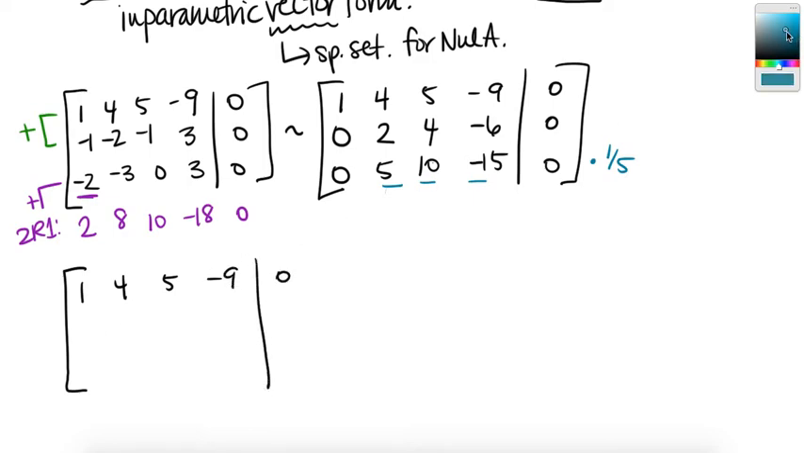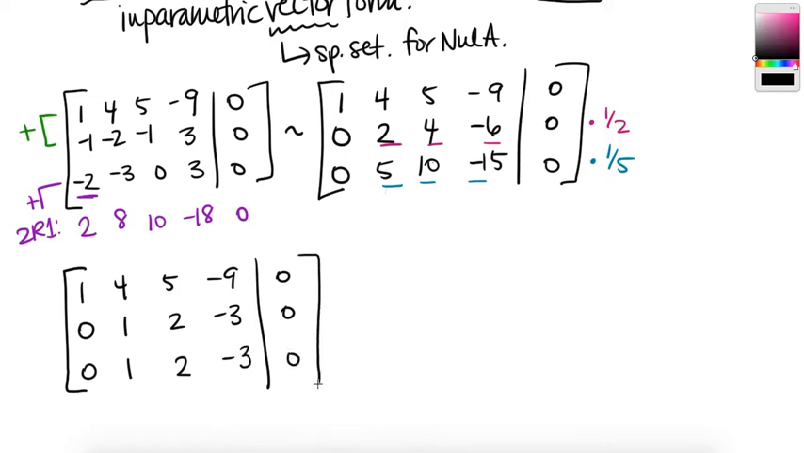And also, let's notice here, all of these are divisible by 2. Let's multiply this by 1/2. That's very nice. 0, 1, 2, -3, 0. So 0 divided by 5, we get 1, 2, -3, and 0.